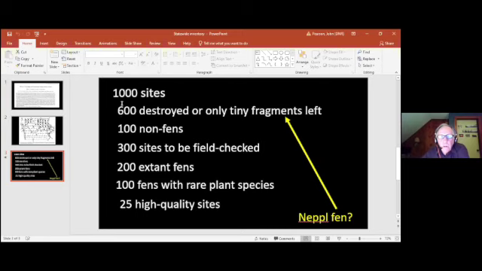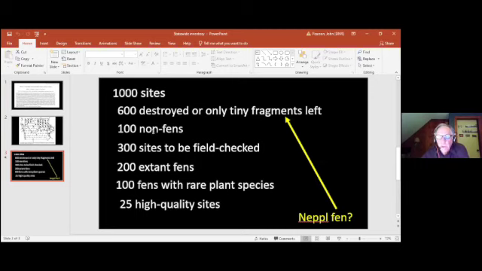It turns out that of the 1,000 sites, we could toss out 600 of them right away. Many of those were obviously destroyed. They were crop fields. There's really nothing left to see on the aerial photograph. It also included a very large number of itsy bitsy tiny fragments. We wanted to visit all the fen candidates, but we had to make a decision. We weren't going to get to them all if we put this to our second priority category, these itsy bitsy tiny remnants that were visible on aerial photographs.